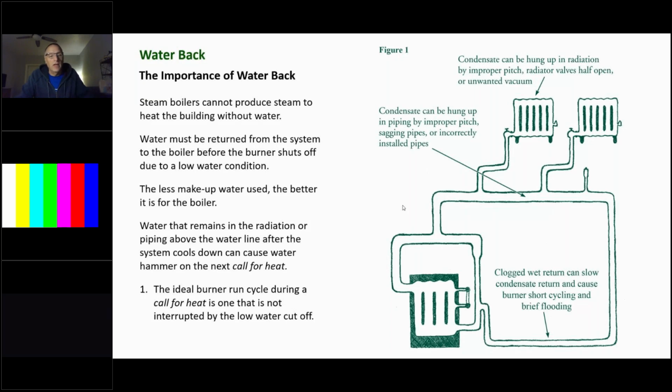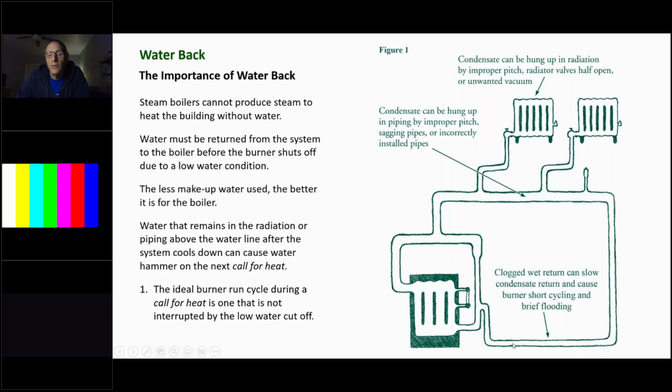So again, the ideal boiler run cycle during a call for heat is the one that's not interrupted by the low water cutoff. And if that's happening a lot, I would say 80% of the time, the culprit is a clogged wet return.